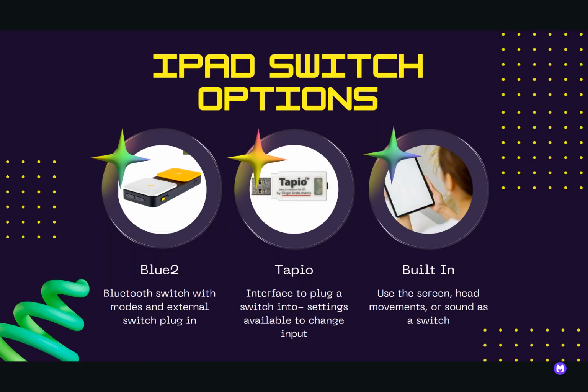Some options for students using switches to access the iPad include the Bluetooth switch, which is Bluetooth. It has different modes, and you can plug in a different external switch. So if you're looking at this interface and saying, nope, my student can't use those switch buttons, you can plug in external ones to the Bluetooth, and it'll act as an interface versus a switch itself.